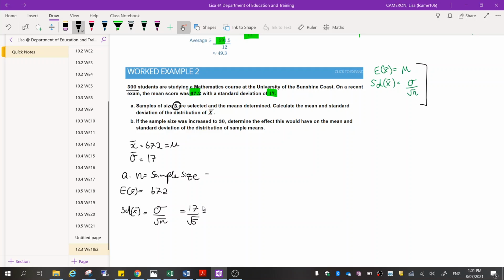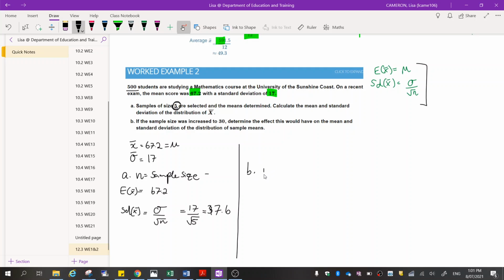Now, I stole this answer from the textbook. So these ones haven't been rounded to 4 decimal places. I'm not 100% sure why they haven't rounded to 4 decimal places. I was under the assumption that anything with statistics is 4 decimal places. But, you know, you get what you get. Okay, so your answer for that one is 7.6. So that's A done. Now we're going to do B.